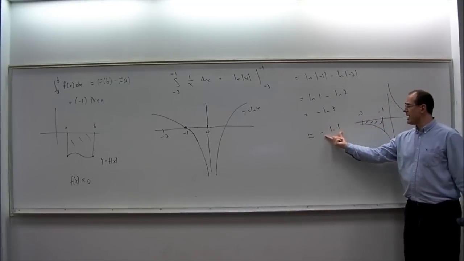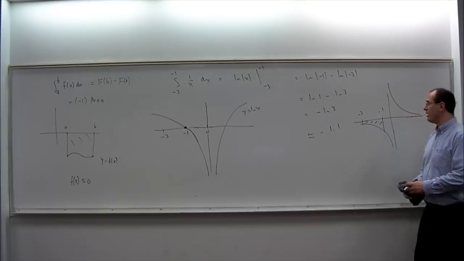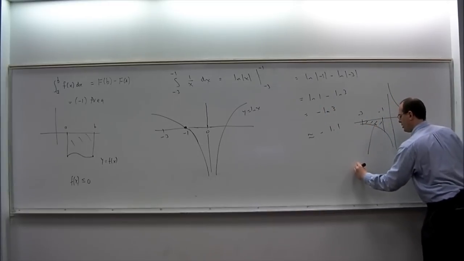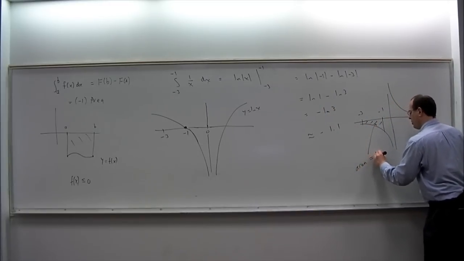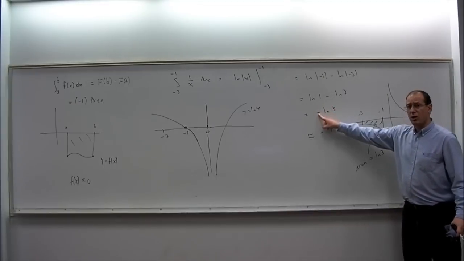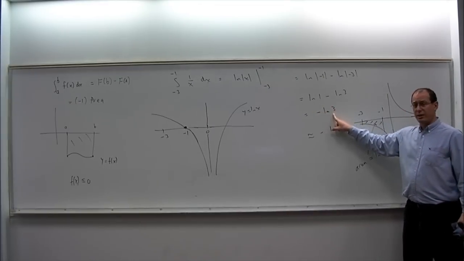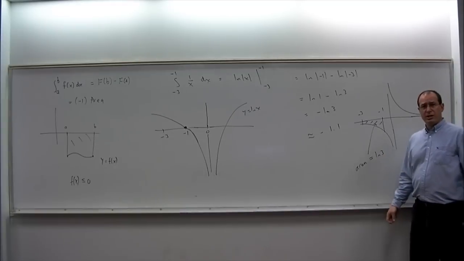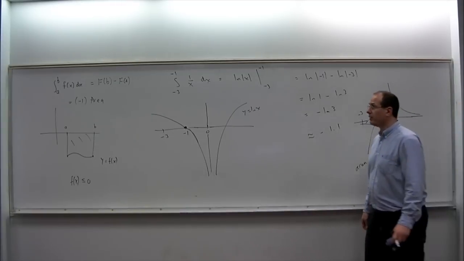The integral is a negative number, negative log 3. So what that means is that the area of this region is equal to the natural log of 3. The integral gave us -1 times the area, so the area is the natural log of 3.